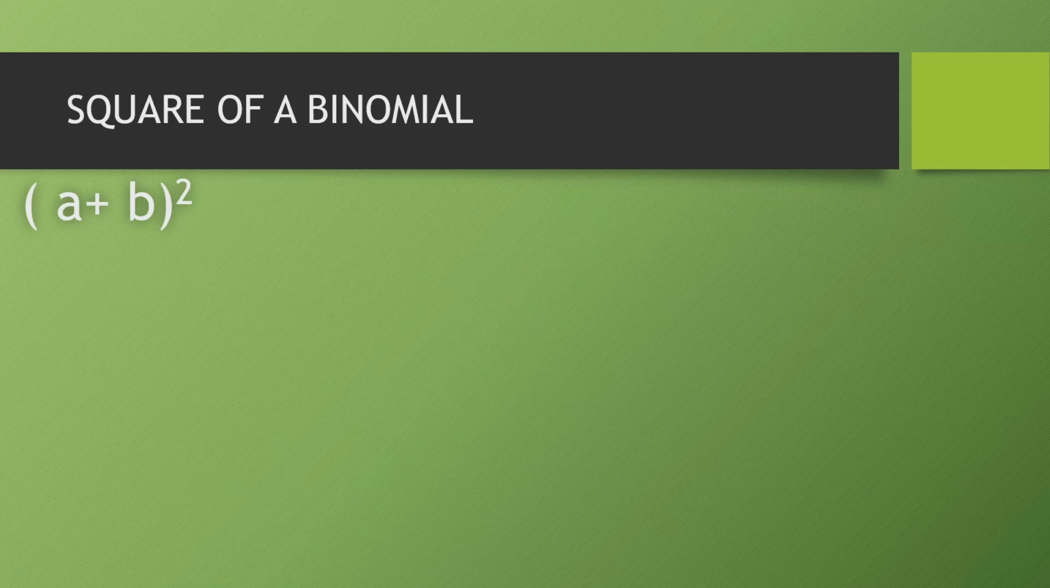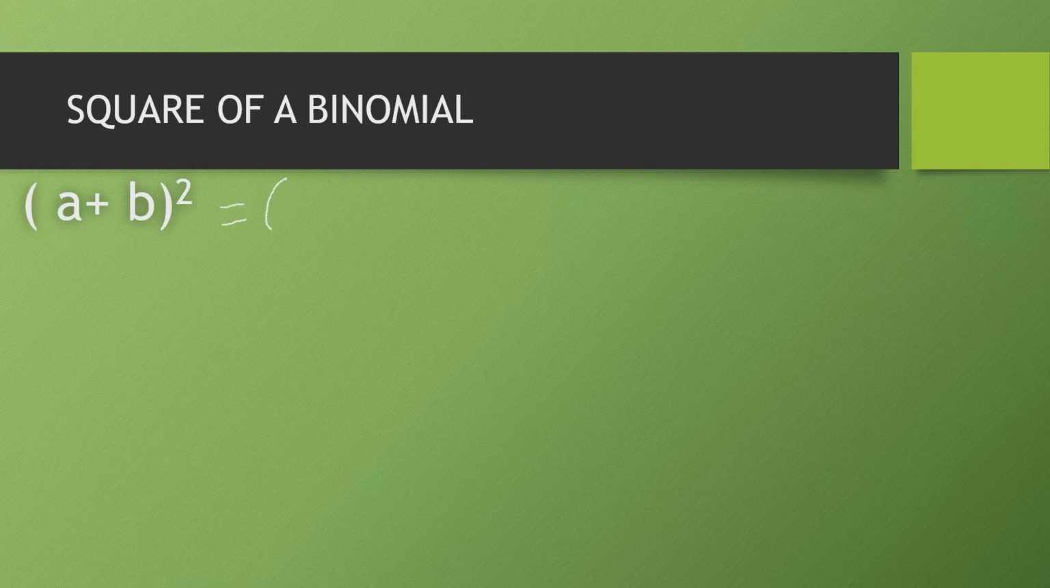Okay, example is the square of the sum of A and B. Now, ano ba ang ibig sabihin nitong square? Meaning, we will multiply twice to itself yung ating base. Ang ating base ay A plus B. Meaning, we will write this two times. Okay, tingnan lang natin.